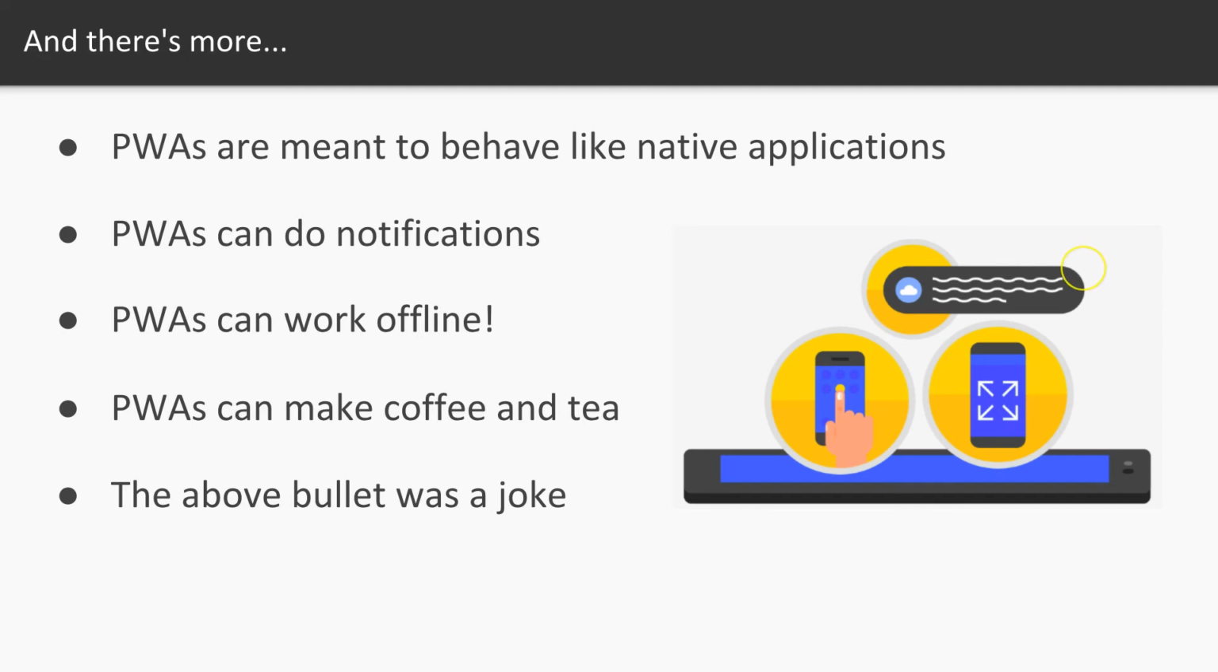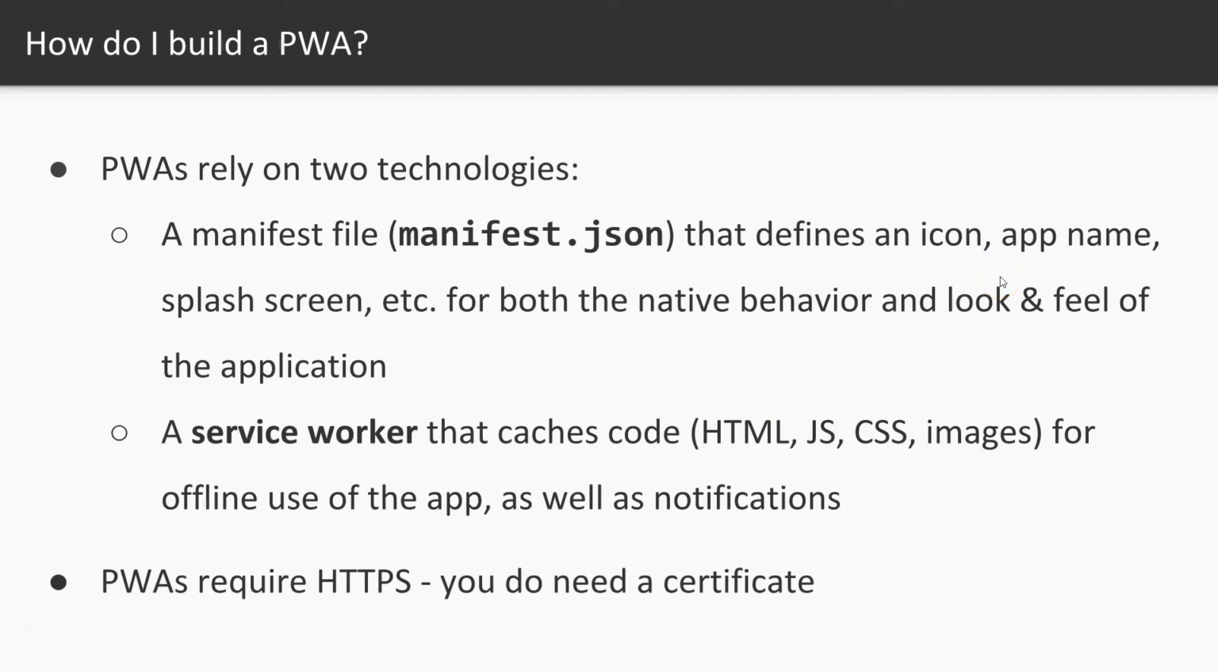Another huge benefit is that PWAs are designed so that you can make them work offline. Even if the user doesn't have any connectivity on their device, they should be able to open your app, see the user interface, and do a few things without any internet connection. And PWAs can make coffee and tea. No, that's a joke, of course. PWAs are great, but they don't make everything yet. It's still very much the beginning of progressive web apps, and we're going to get much more features in the future.